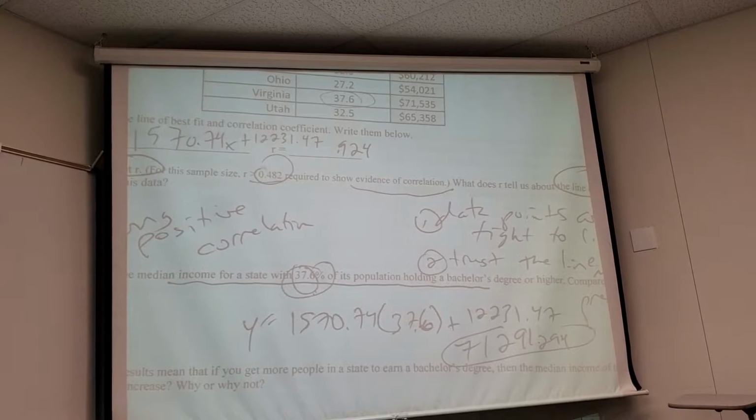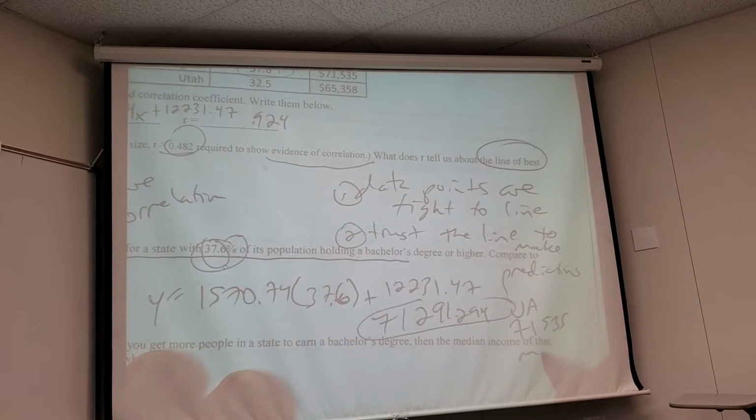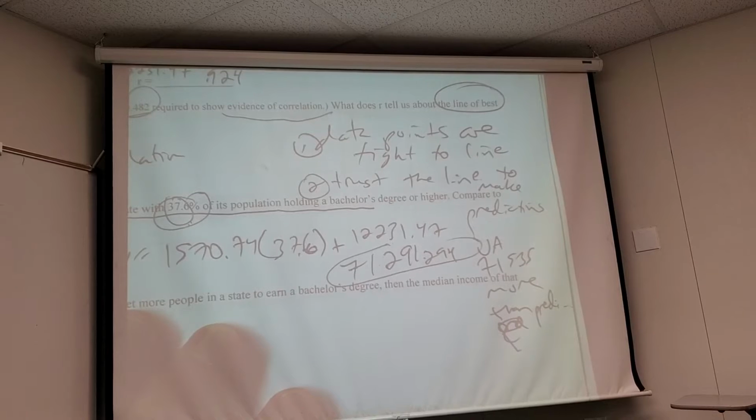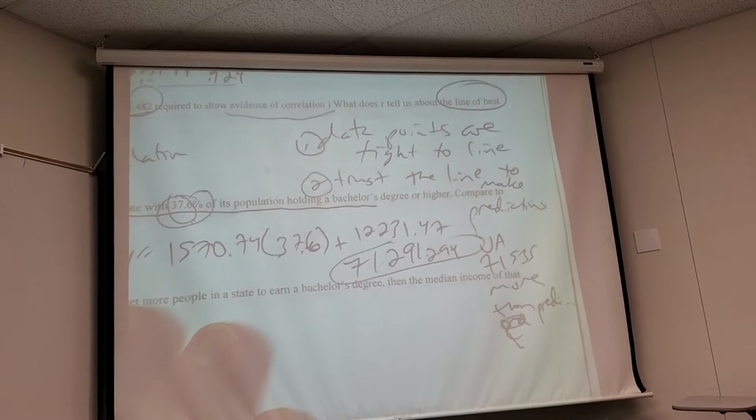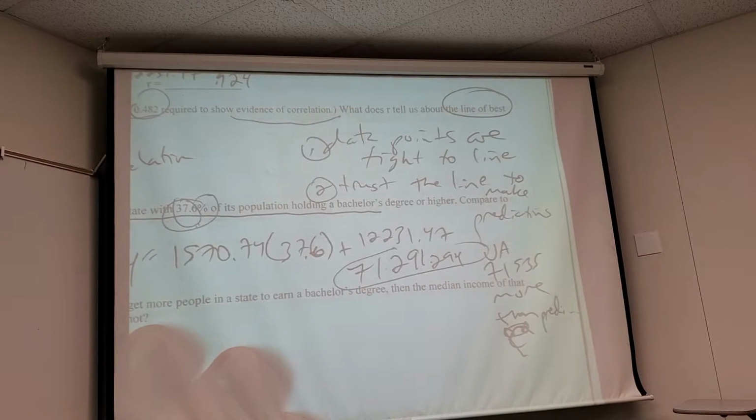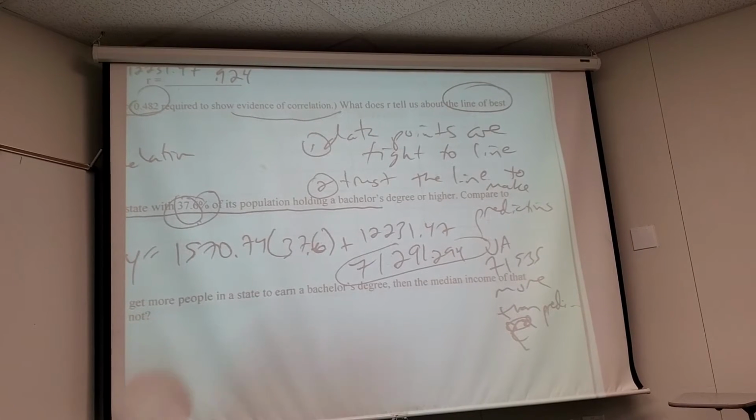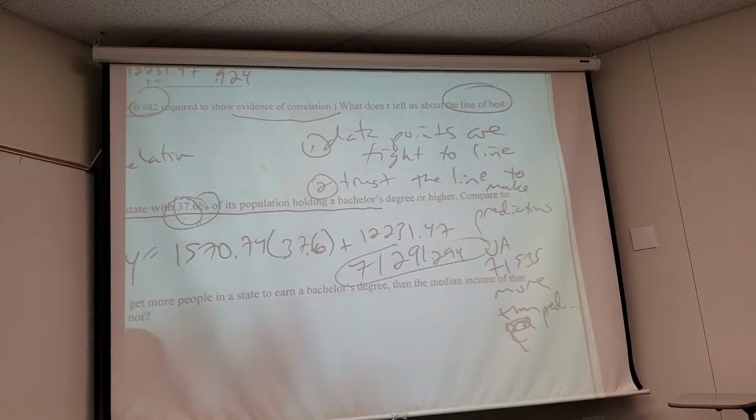So what would we say for Virginia compared to the prediction? We would just say Virginia 71,535, more than predicted. Just actually show me you looked at it. The only way to lose points there is you leave it blank, or you write something that has nothing to do with the question. But just show me you actually looked at it, so you can see how close it is.